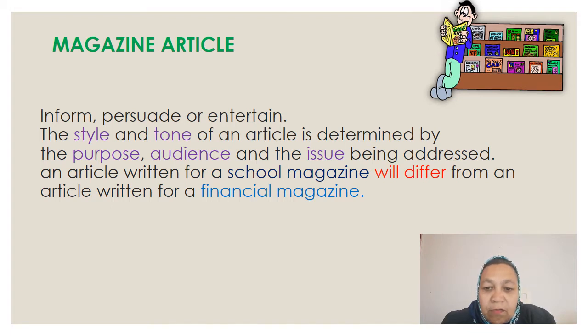So the style and the tone of an article is determined by the purpose, the audience, and the issue which is being addressed in the magazine article itself. An article written, for example, for a school magazine will differ vastly from an article written for a financial magazine because you're dealing with a different readership and audience, and so you will use a different register and a different style, and your content will obviously be much different because most teenagers wouldn't want to know about the financial markets and the vicissitudes thereof, as it does not relate to themselves or the issues that matter most to them.